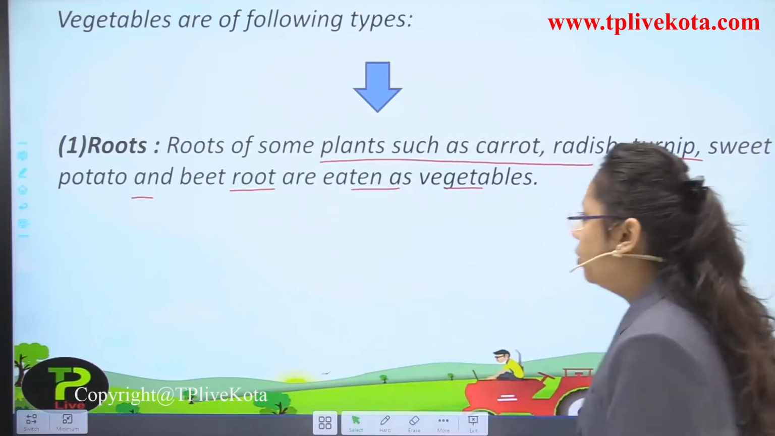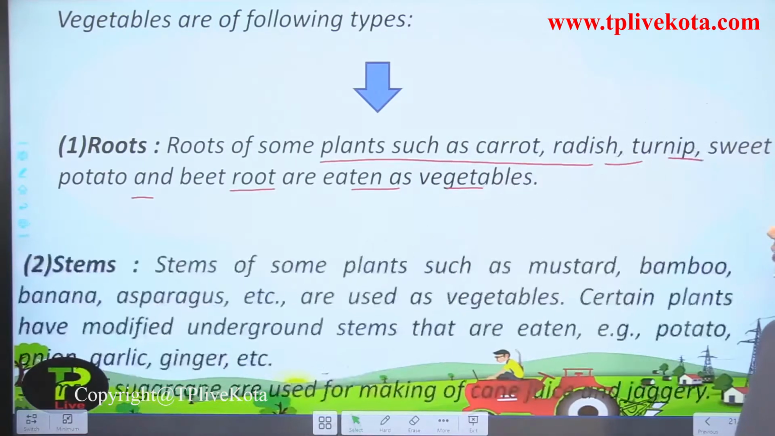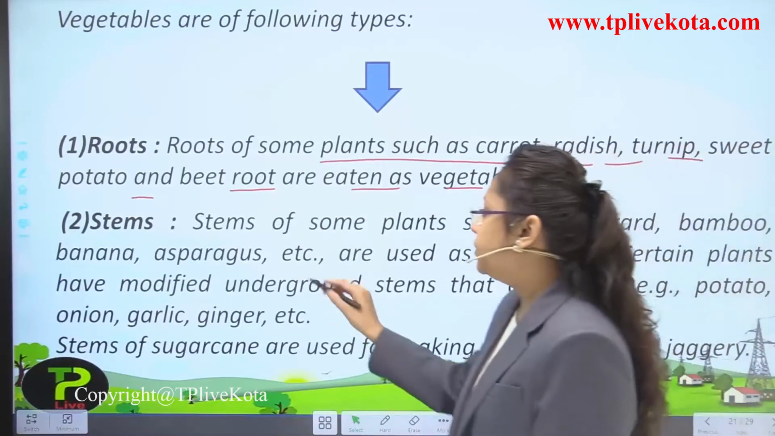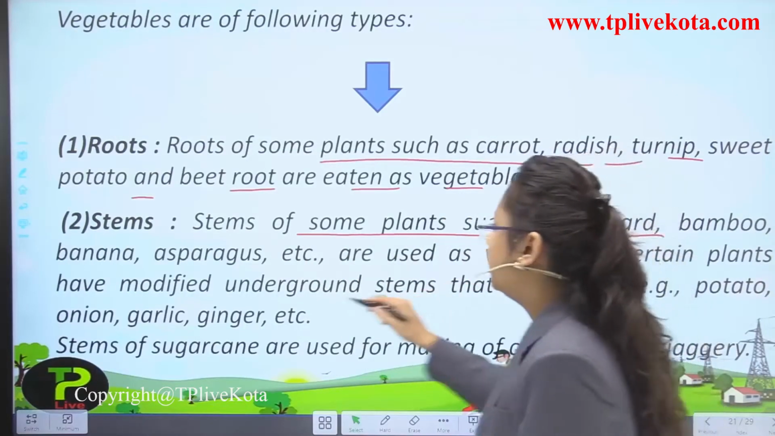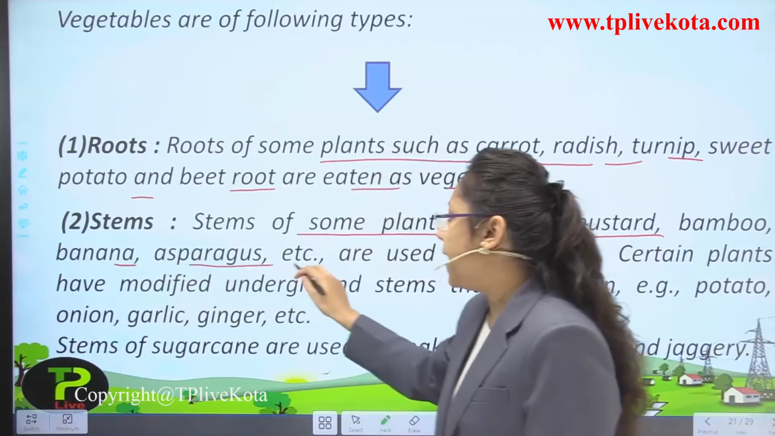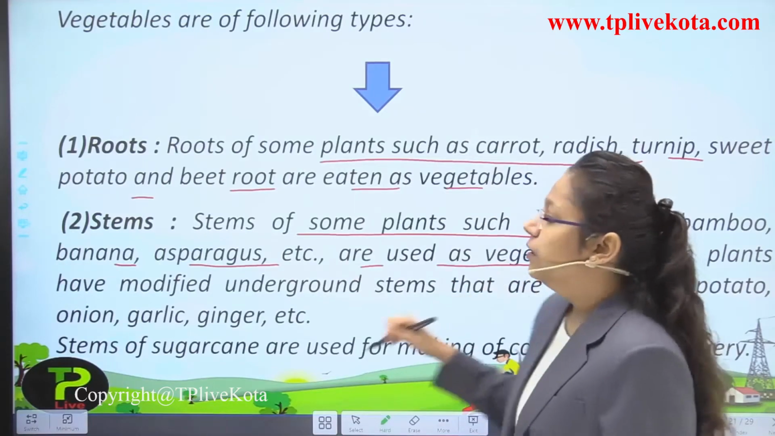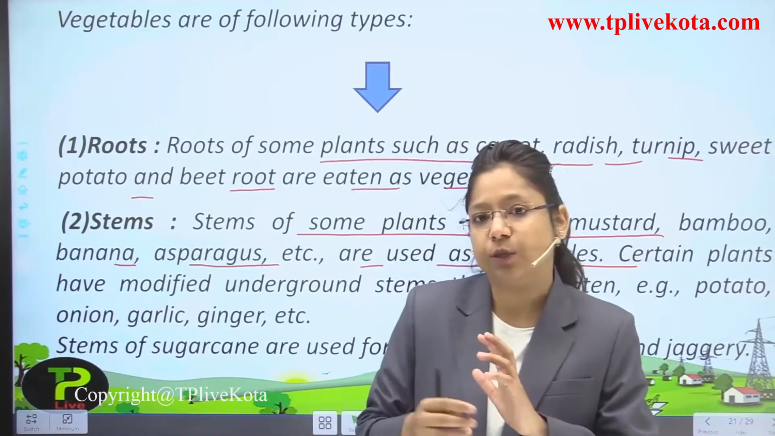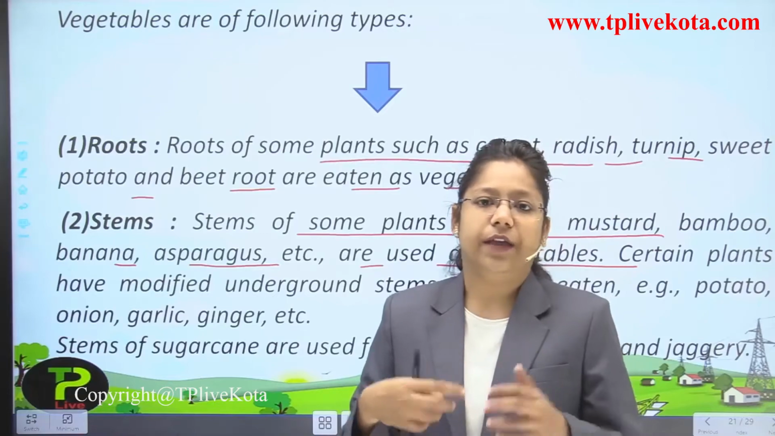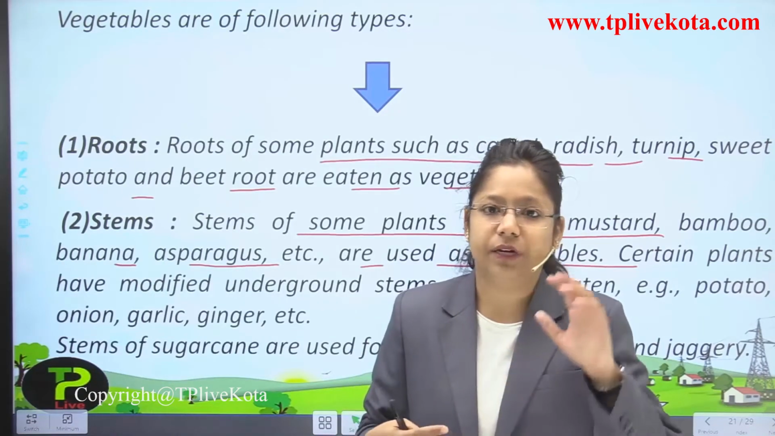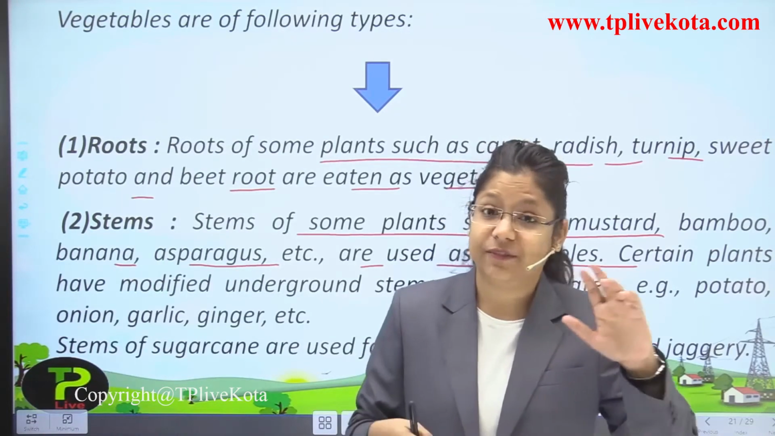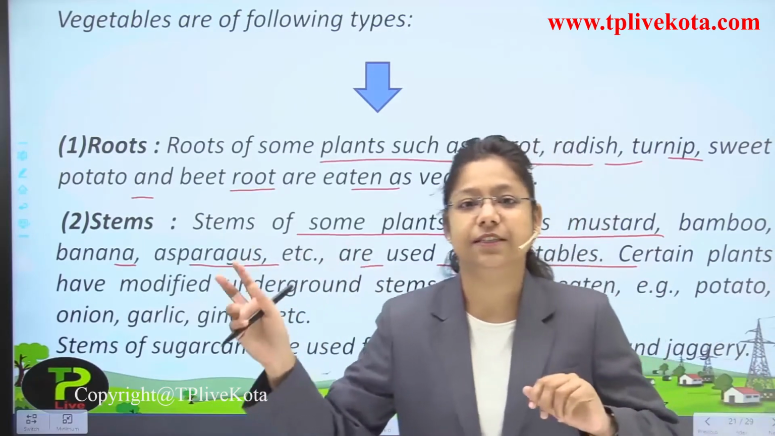Now next is the stem part. The stems of some plants such as mustard, bamboo, banana, asparagus, etc. are used as vegetables. So the stem part can also be used as a vegetable. We are eating it in our daily life, but we do not put our brains over there on what we are eating, that is, root or stem.